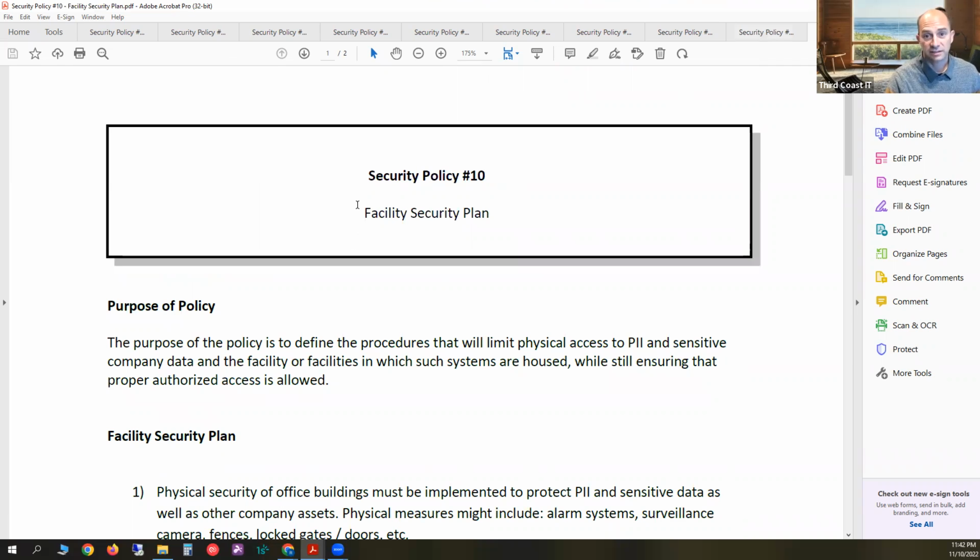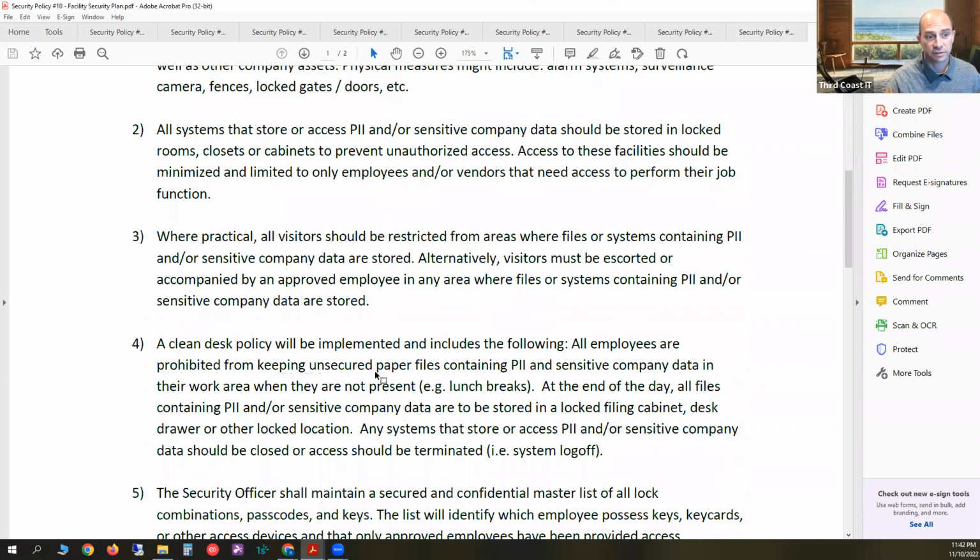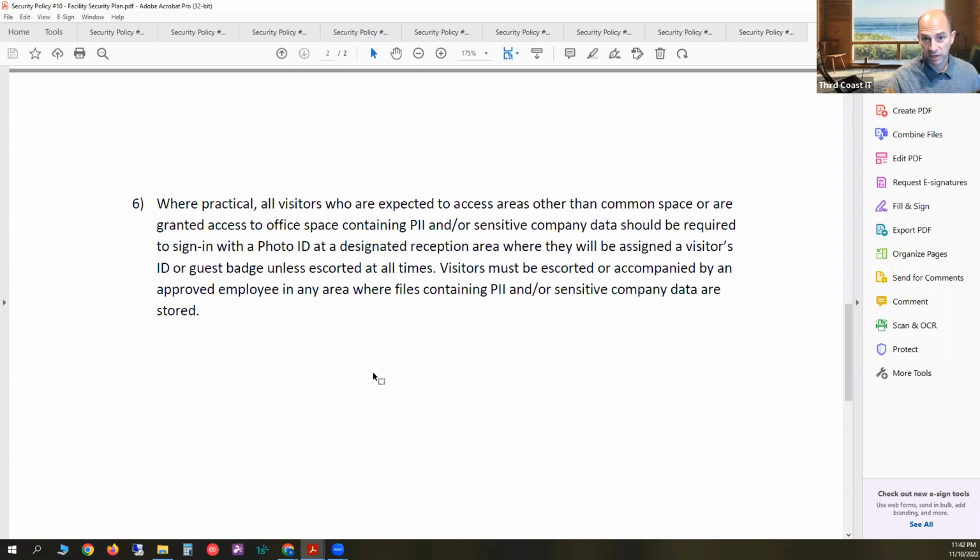The facility access plan: are we locking our doors? Are we locking our windows? Do we have a clean desk policy? What is our physical security looking like? Do we have cameras? Do we have alarm systems? And so those are all of the rest of the policies, and we did it all in under 5 minutes.